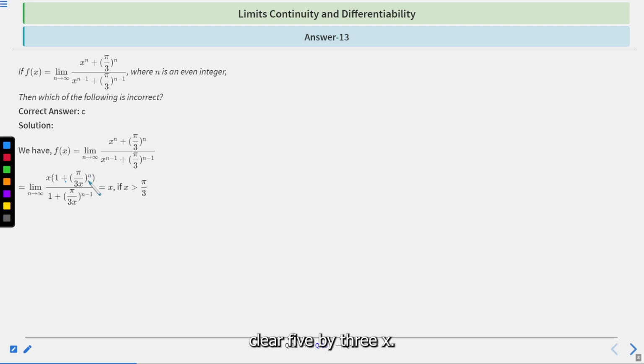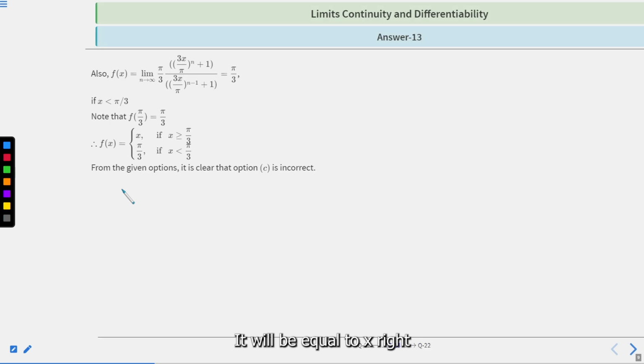Pi by 3x, because we have taken x to the power n common, right? So (1 plus (pi by 3x) to the power n) upon (1 plus (pi by 3x) to the power n minus 1) is equal to x. It will be x when x is greater than pi by 3. If x is greater than pi by 3, it will be equal to x, right?